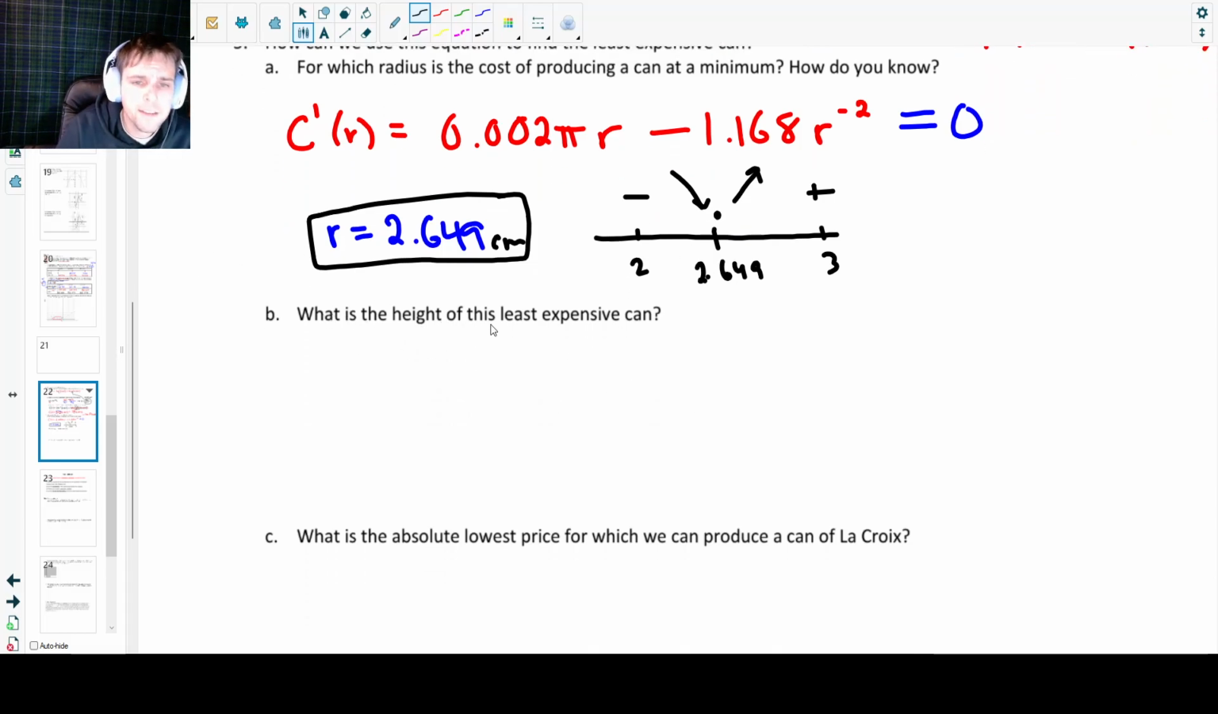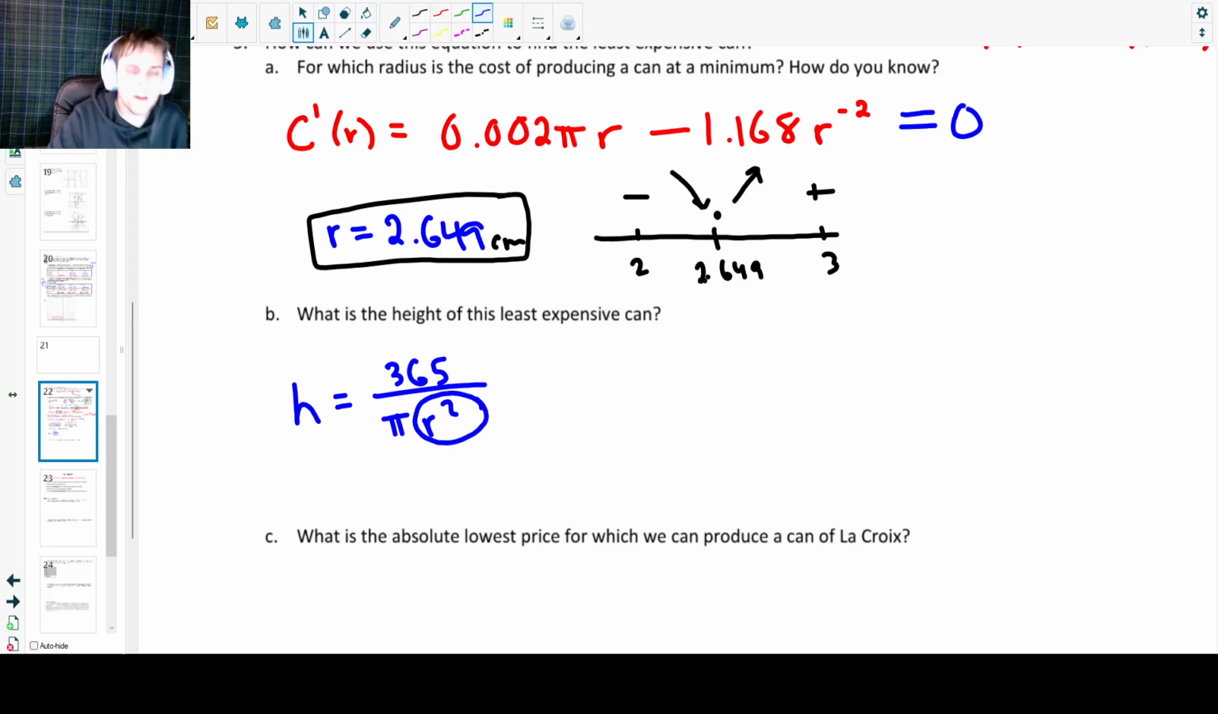What is the height of this least expensive can? Oh, well, that's easy enough to figure out, right? Because we know we have this relationship that height equals 365 divided by pi r squared. So we just plug in the radius that we came up with there. So 365 divided by pi times 2.649 squared.